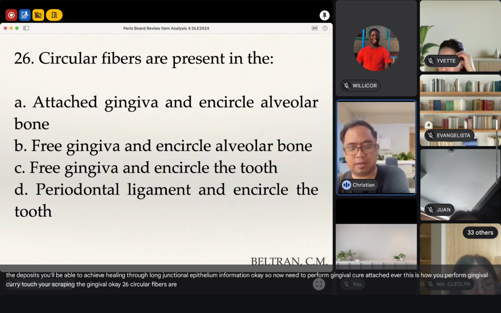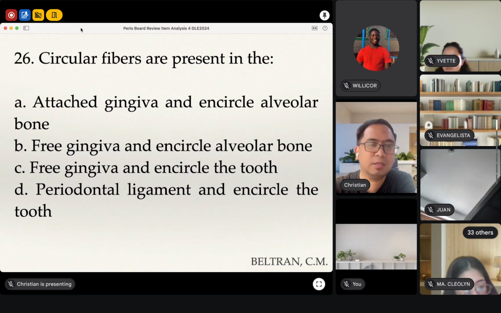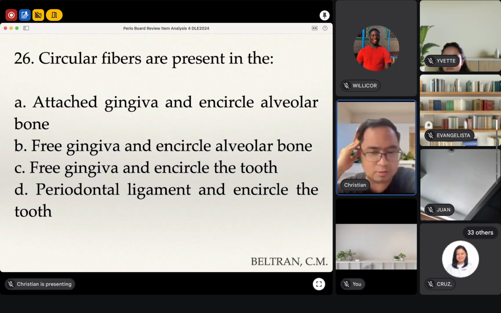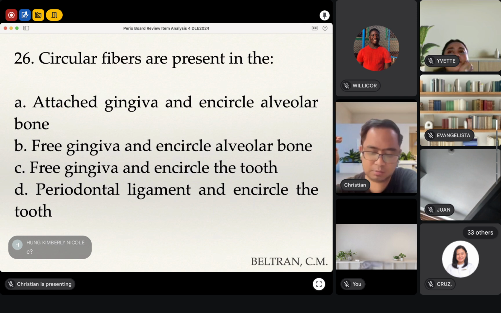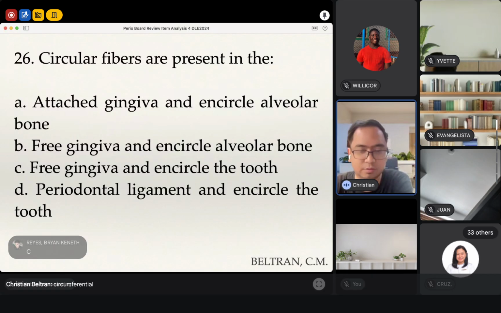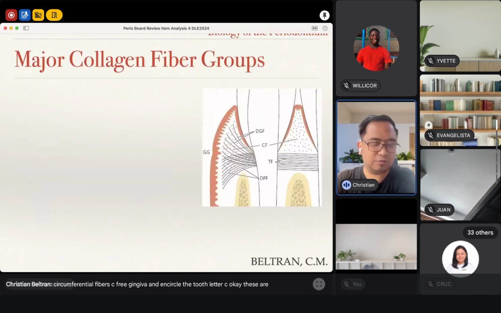26. Circular fibers are present in the circular fibers. So what's your answer here? C. What about the others? Do you agree? Letter C. These are also your circumferential fibers. So tama, letter C, free gingiva and encircle the tooth. Letter C. Okay? These are the major collagen fiber groups.